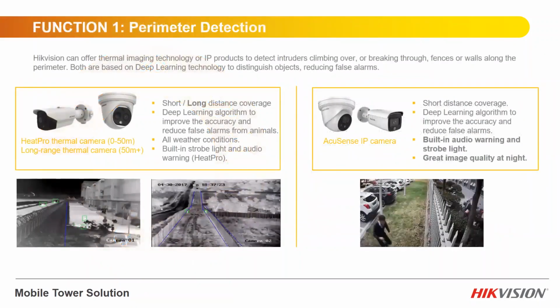So perimeter protection. To aid in the detection of intruders, we have a choice of our Heat Pro thermal range with a larger distance detection and usable in all weather conditions, or AccuSense cameras for shorter range and great optical images at night. Both options feature deep learning for object classification, strobe lighting, and audio warnings.